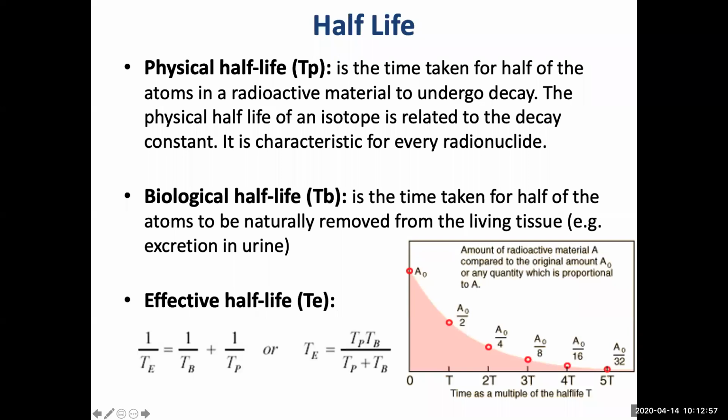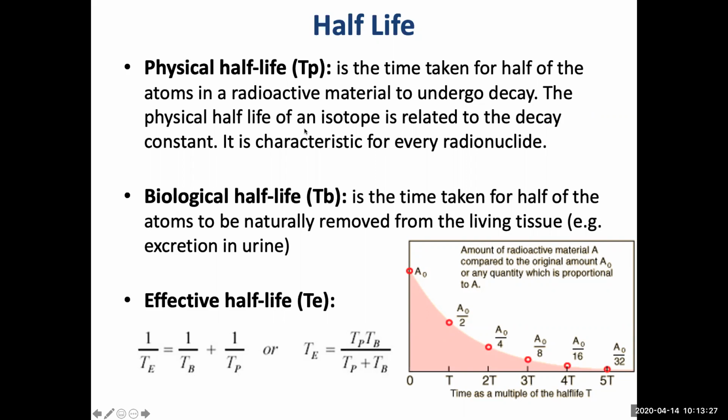We have physical half-life and biological half-life, and the relationship between the physical half-life and biological half-life can be calculated by the effective half-life. Physical half-life is the time taken for half of the atoms in a radioactive material to undergo decay. The physical half-life of an isotope is related to the decay constant, the probability. It is characteristic for every radionuclide.